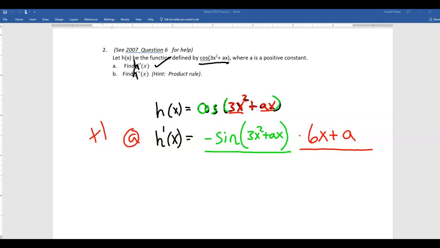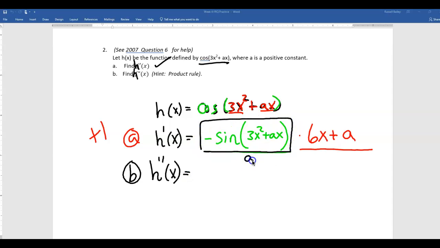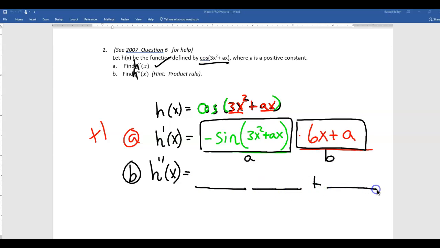Okay. Now part B, they're going to ask me to do the second derivative. And I gave you a hint there. I said use the product rule. Because we have two pieces. We have this piece, which we'll call A, and then we have this piece, which I'll call B. Okay? So it's A times B, where you have derivatives on the A and the B on these different sets.